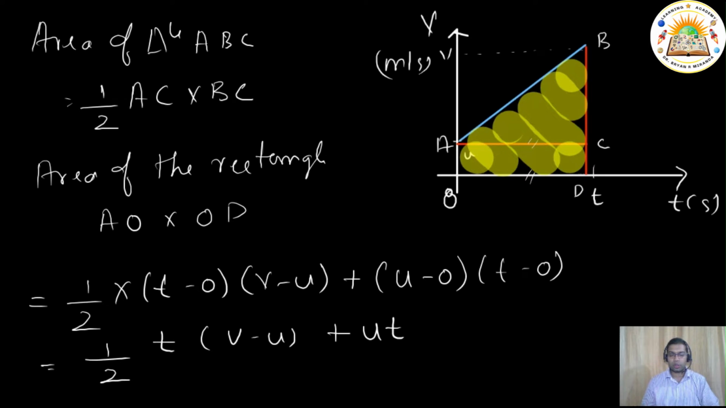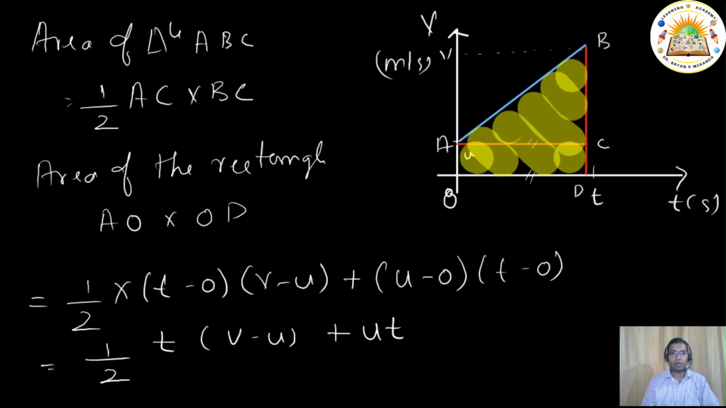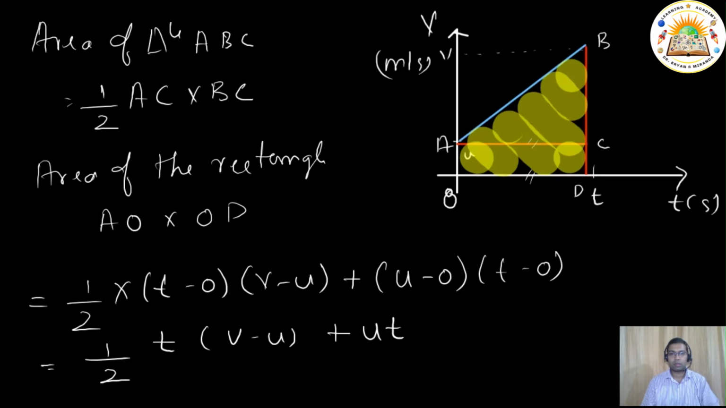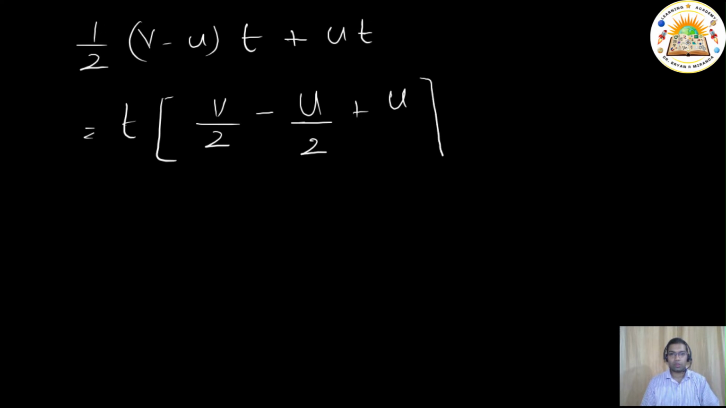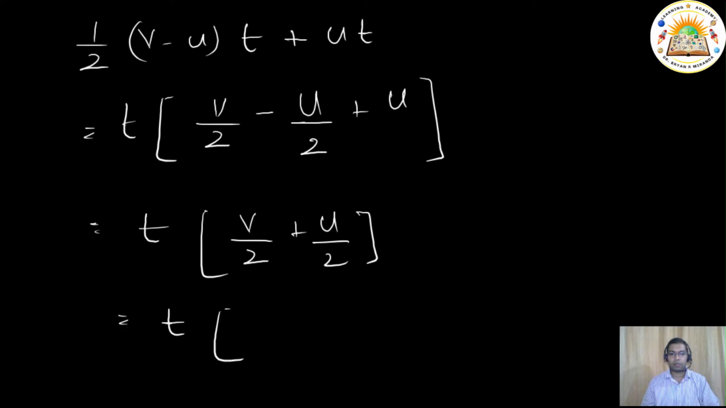Here there's no sign of displacement. So what we'll do, we'll take time common. My expression was half into V minus U into T plus UT. If I take T common from here, I will have V by 2 minus U by 2 plus U, which is nothing but T into V by 2 plus U by 2, which is T times (V plus U) by 2.